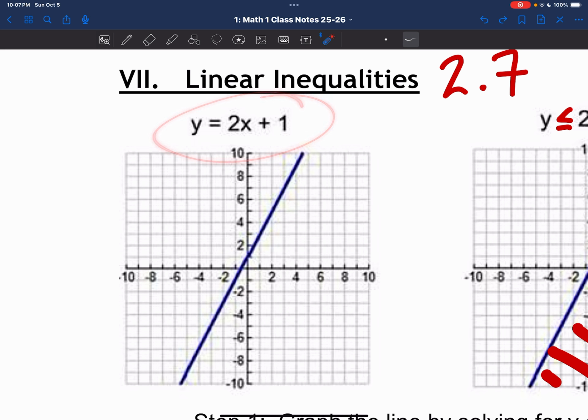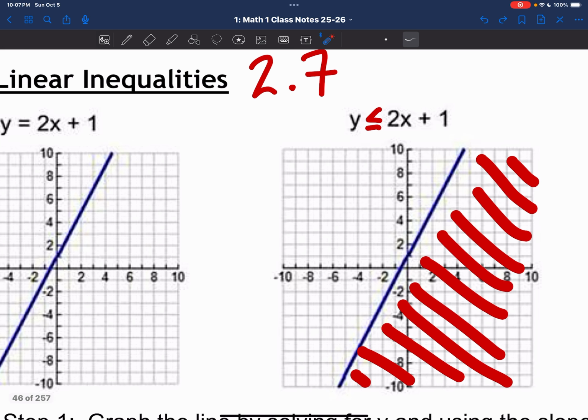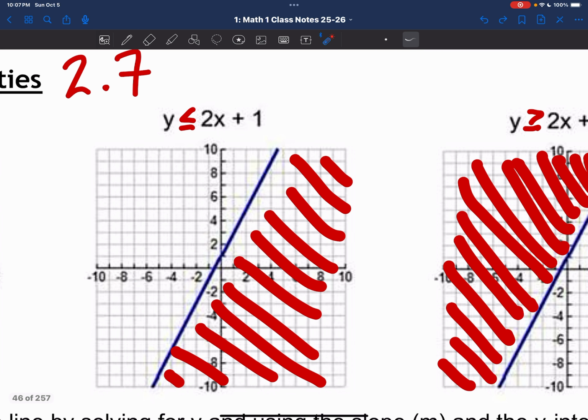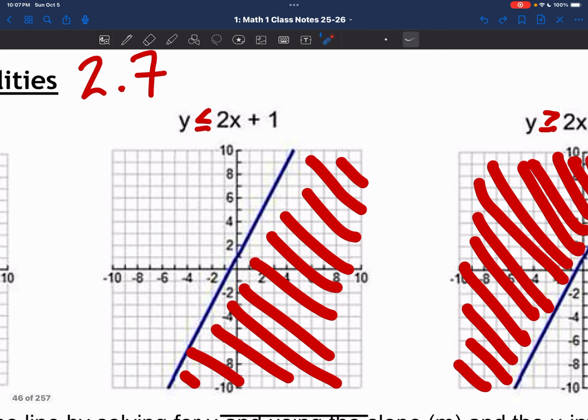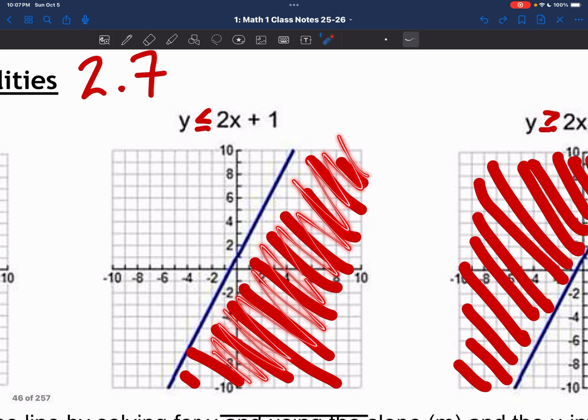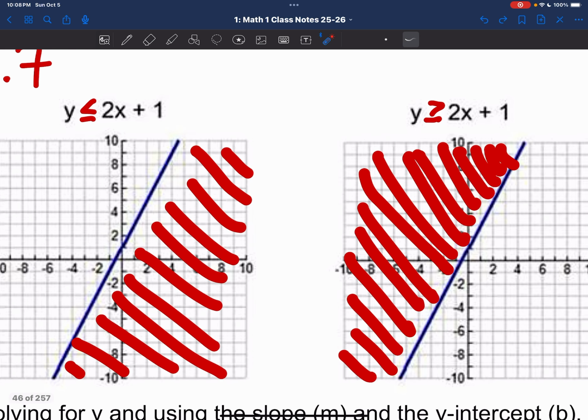So we're going to take this, but we're going to make it an inequality now. What we're going to do is graph this line just like we would with an equal sign. But this time we're going to make it less than or equal to. So in doing that, when we graph our line, we want to know what amounts are less than or equal to. So it would be this side. And then if we were to make it y is greater than or equal to our line, that would be everything on this side. So you just lightly shade it in.